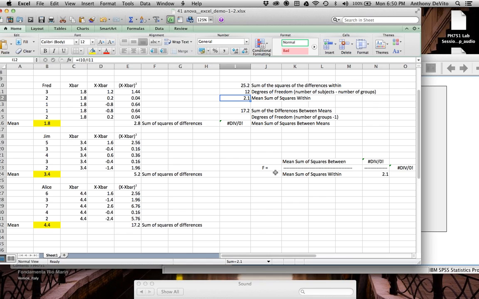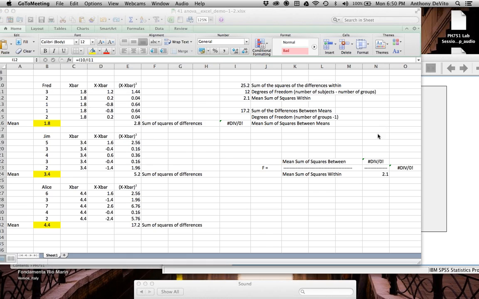Remember down here we said F is equal to the mean sum of squares between the groups over the mean sum of squares within the groups. Well, down here we've filled that value in. It's now 2.1, the number that we're going to use on the bottom. So the closer together these numbers would have been, the smaller this number on the bottom would have been.